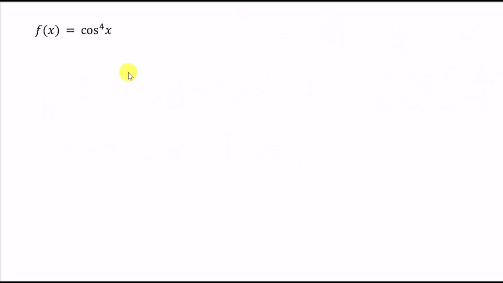All right, so I want you to rewrite this one. We're going to rewrite this as f of x equals cosine of x to the 4th. Now I want you to pause the video for just a second and try this one, and then check your answer with me.